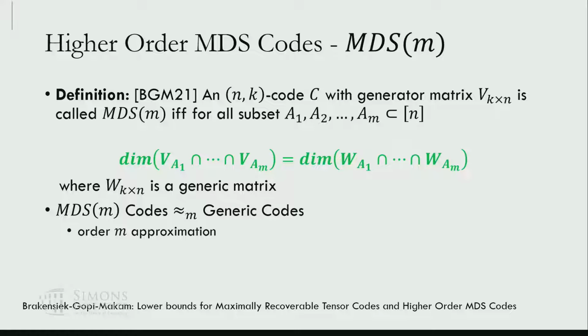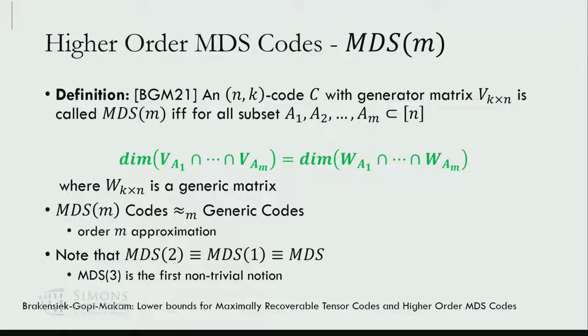Basically this M is like the order of approximation. As M becomes bigger and bigger, you get closer and closer to generic codes in some sense. This is some order M approximation to generic codes. And we have seen that order 1 and order 2 are the same as MDS somehow, but MDS3 becomes the first non-trivial generalization.